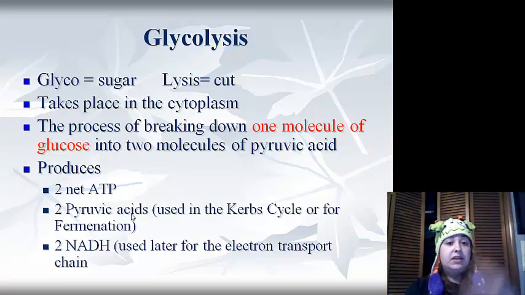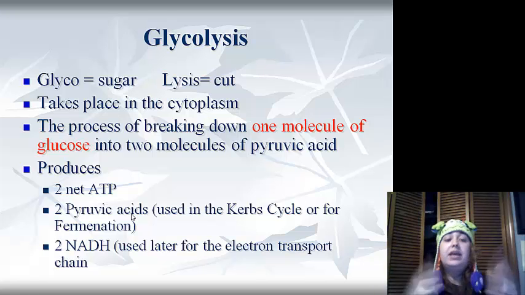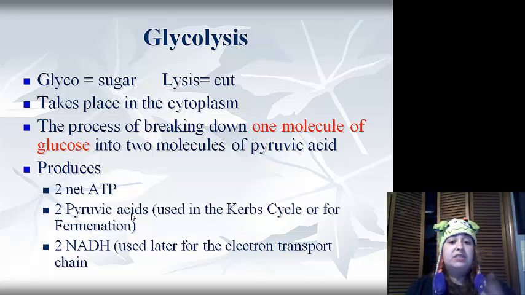Glycolysis. Glyco meaning sugar. Lysis meaning to cut. So glycolysis, we are cutting sugar. It occurs in the cytoplasm, the process of breaking down 1 molecule of glucose into 2 pyruvic acids. So, in this whole thing, it produces 2 net ATP, 2 net energy. 2 pyruvic acids that are going to be used in the Krebs cycle, or for fermentation, and then 2 NADHs that are going to be used later in the electron transport chain.